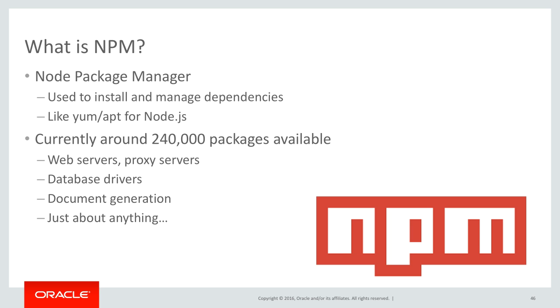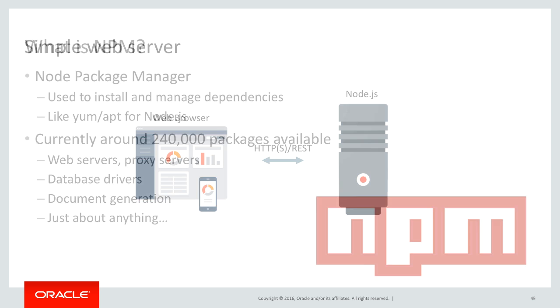NPM is basically like Yum, if you're familiar with Yum at the command line in Linux. It allows you to install and manage dependencies using a command line interface for Node. There's currently around 240,000 packages available in NPM, and I'm not saying that all packages are created equal, but there are some really great packages in there that allow you to do things like create web servers, connect to databases, generate documents like PDFs. Really, anything you can imagine, there's probably a package in NPM for that already.